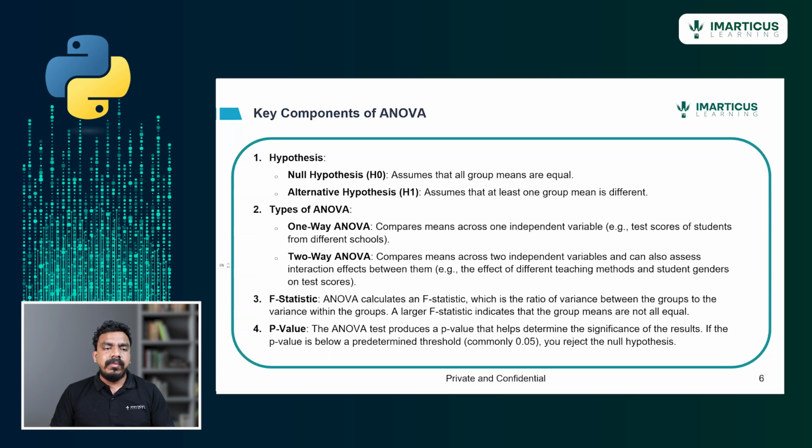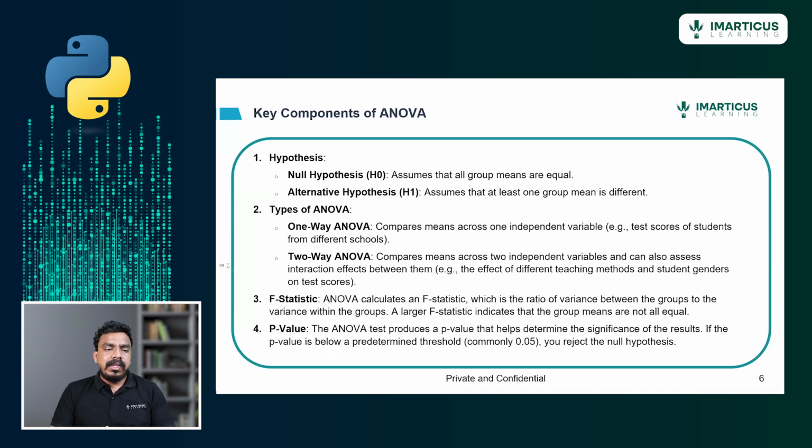So what is one way ANOVA? One way ANOVA test is nothing but comparing the means across one independent variable. Example: test scores of students from different schools. Two way ANOVA compares means across two independent variables and can also assess the interaction effects between them. For example, the effects of different teaching methods on the students, along with gender, on the test score. This is where two way ANOVA applies. We'll do a practical demonstration so that your understanding will be much clearer compared to theoretical stuff.